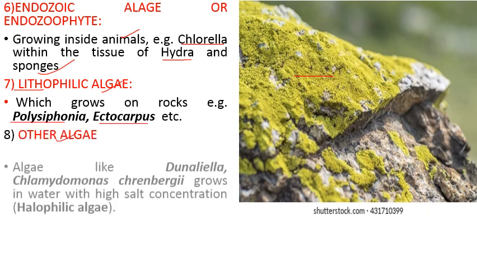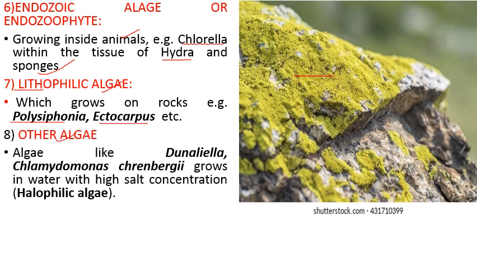Then we have some other algae, like Dunaliella. Then we have Chlamydomonas ehrenbergii. These algae grow in water with high salt concentration. Where the salt concentration is very high, they are termed as halophilic algae.